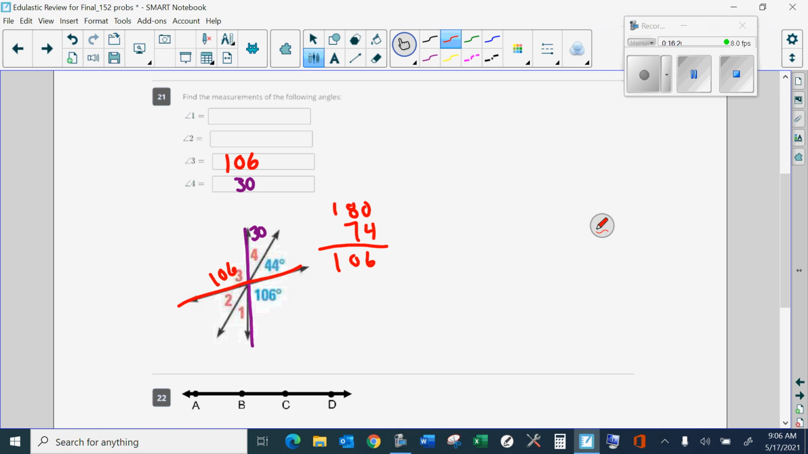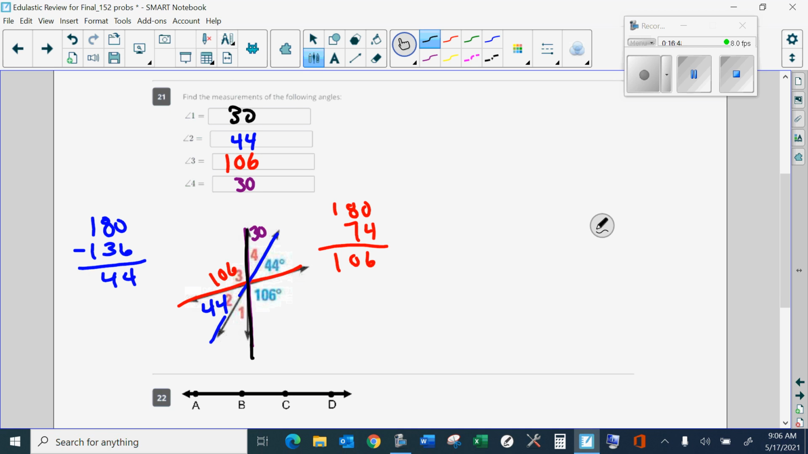Okay, well, now we have another line right there. 136 from 180. 44 for angle 2. It's 44, not 42. And now we have another line right there, which makes these three 180. So that's 150 plus another 30 again.